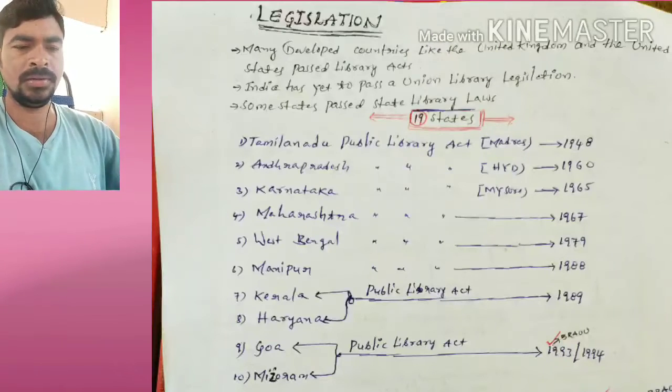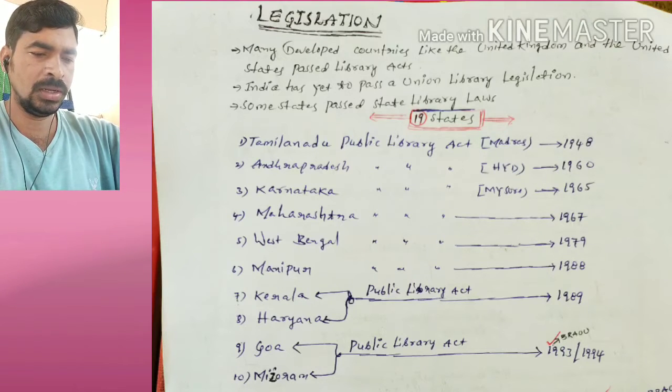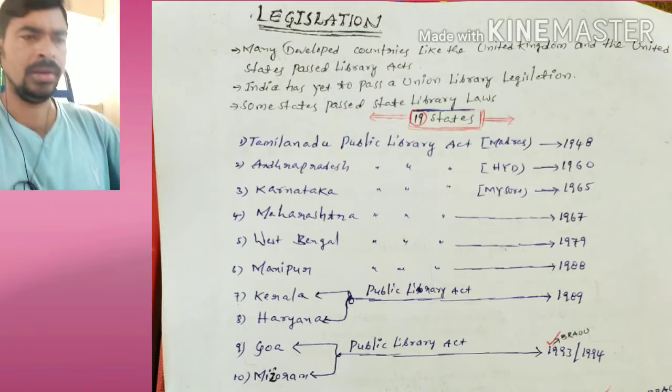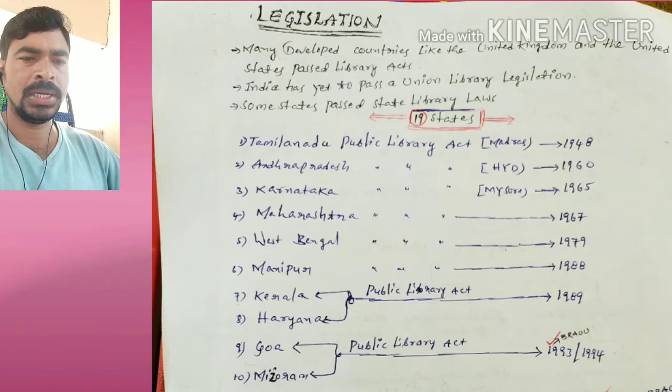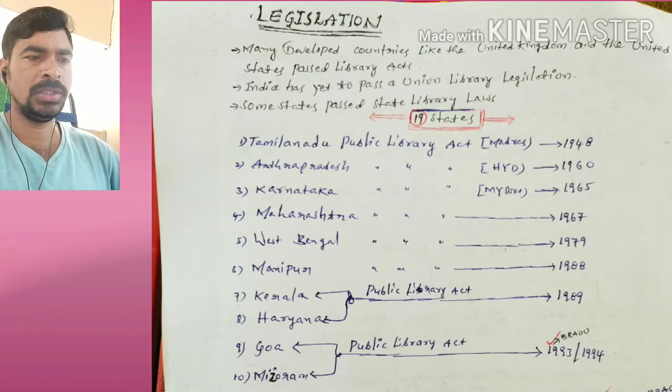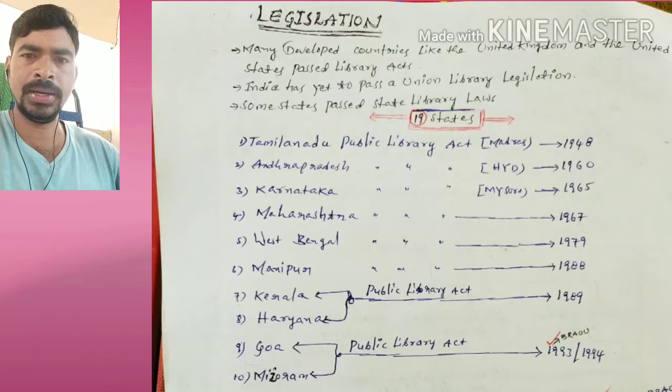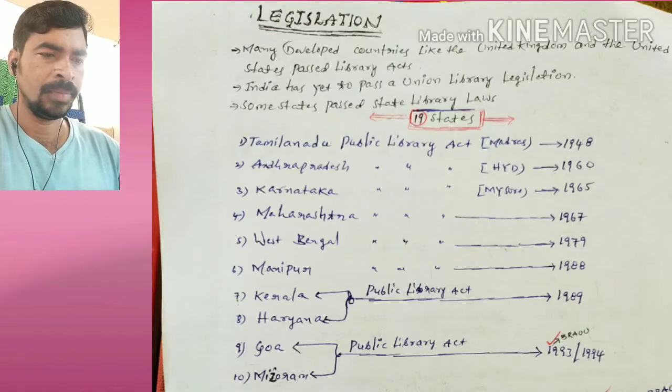In the second law legislation, totally 19 states' legislations are here. Many developed countries like the United Kingdom and the United States passed library acts. India has yet to pass union library legislation. Some states passed state library laws. Totally 19 states are there.